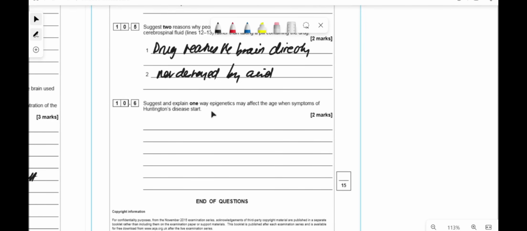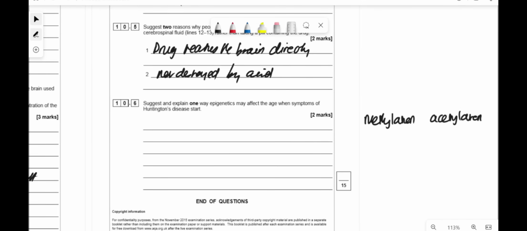Now it says suggest and explain one way epigenetics may affect the age at which symptoms of Huntington's disease may start. When you're thinking of epigenetics, there are two main things you want to be thinking of: methylation and acetylation of histones. Increased methylation leads to less expression. Decreased methylation leads to increased expression. That's because methylation makes it harder for RNA polymerase to do its job, to produce mRNA. The opposite happens for acetylation.